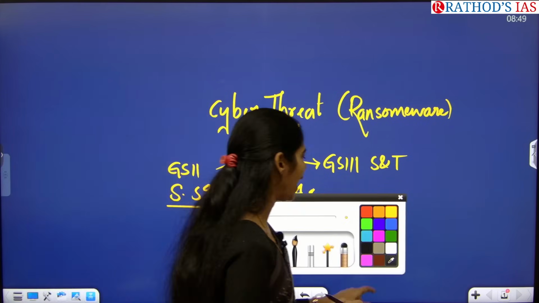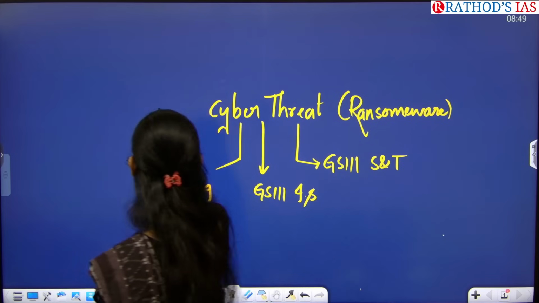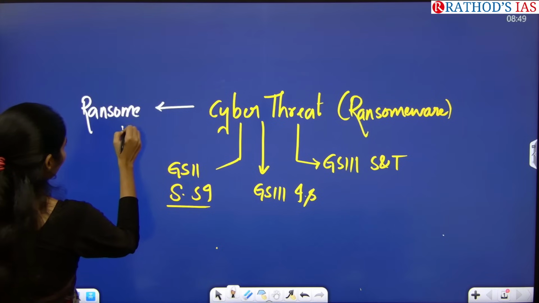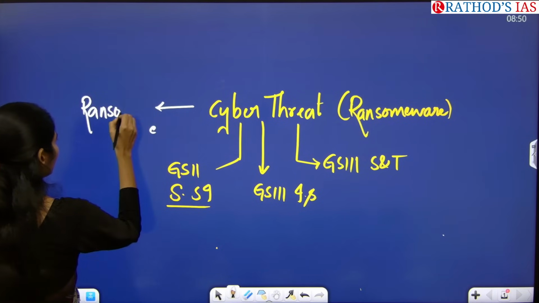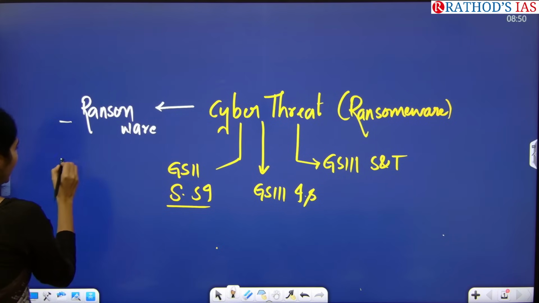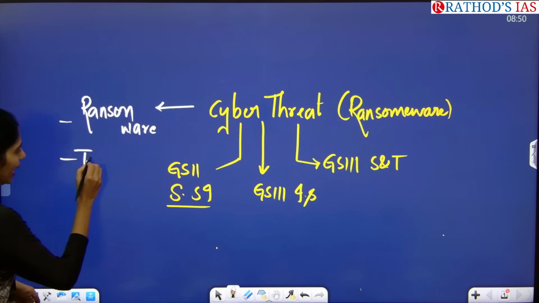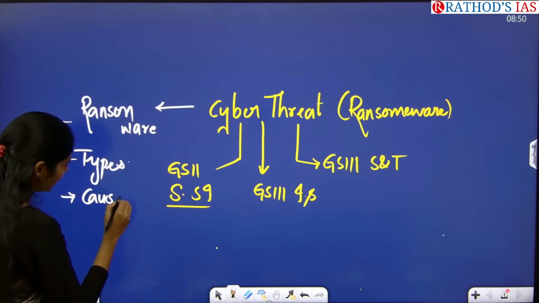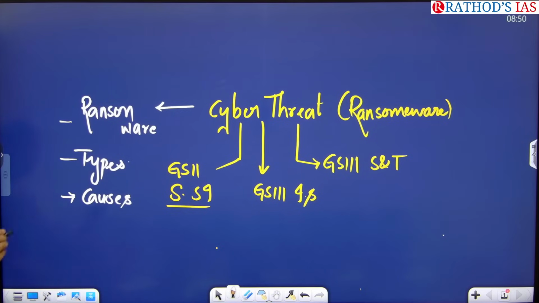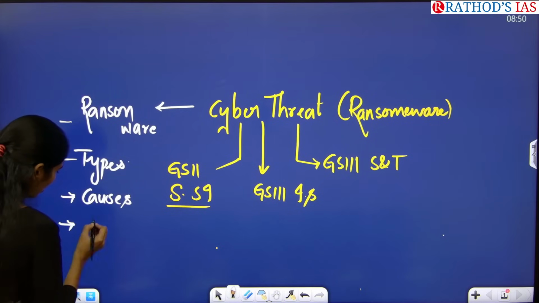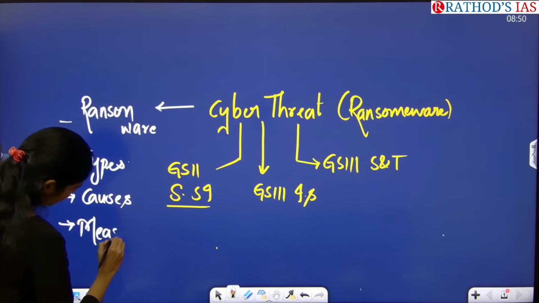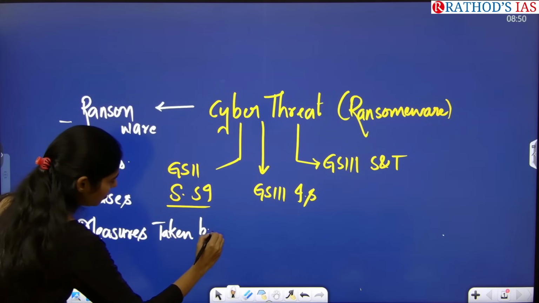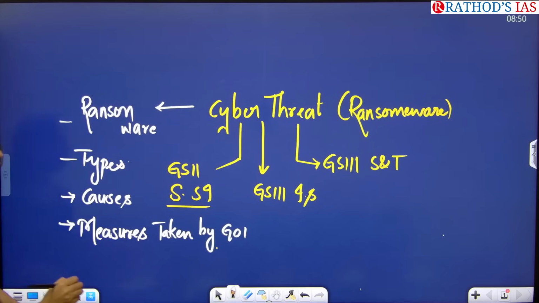Okay, so what exactly do you have to see from this article? First you have to see what is this ransomware. Second important one is you have to see other types of cyber threats. And you have to see what are the causes, why these cyber threats are increasing day by day. And next, you have to see the measures already taken by the Government of India to deal with these cyber threats in India.